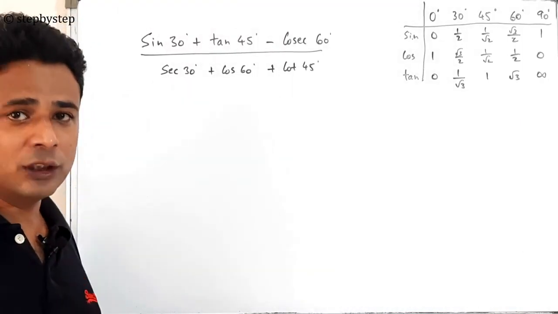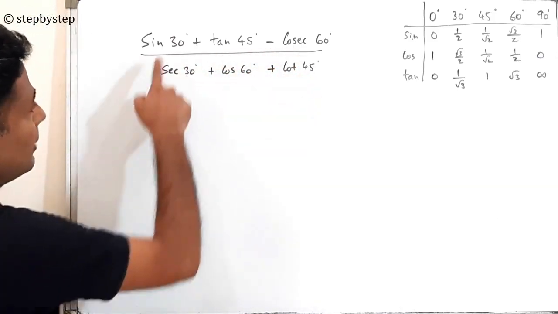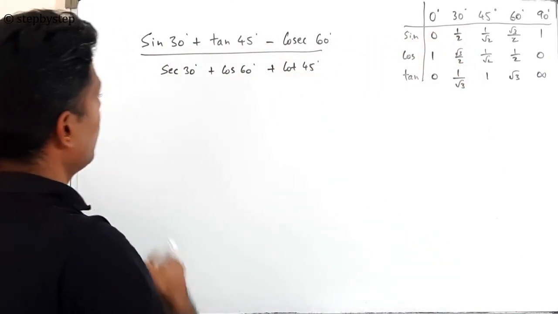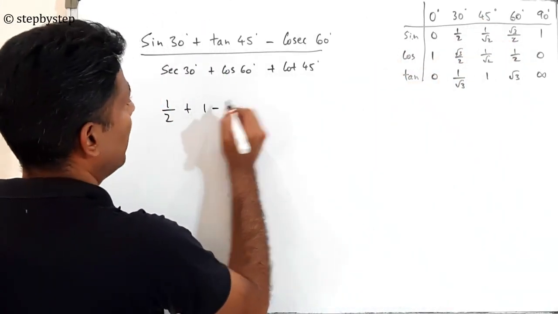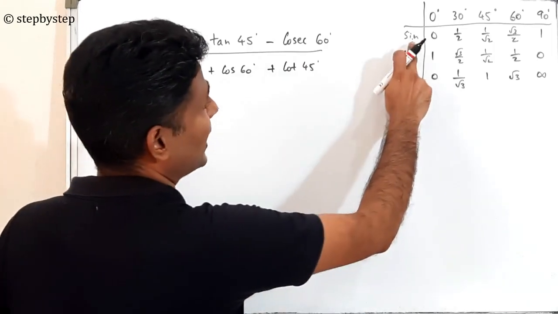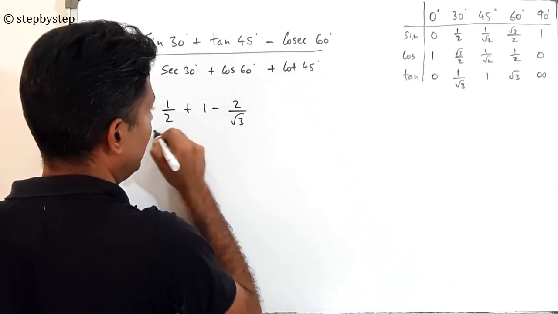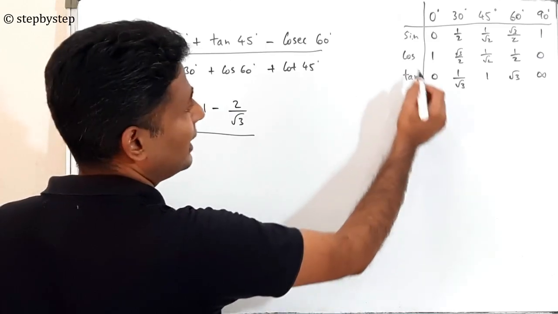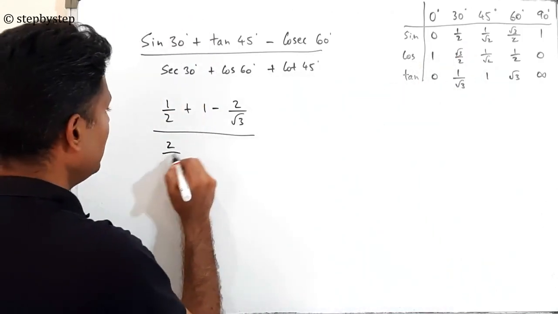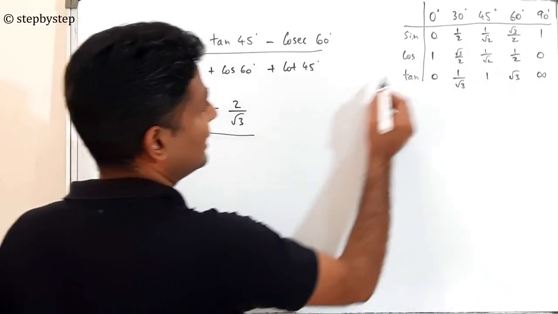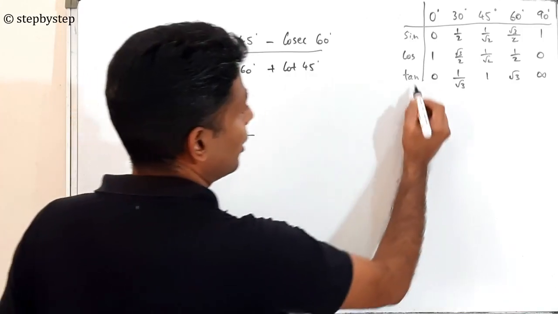Alright guys, now the fourth sub question, first question, fourth sub question, they've asked us to evaluate this. Again very simple. Sin 30 is 1 by 2 plus tan 45. Tan 45 is 1 minus cosec 60. Cosec is reciprocal of sine. So sin 60 is root 3 by 2. So cosec will be 2 by root 3. Whole thing divided by secant 30. Secant is reciprocal of cos. Cos 30 is root 3 by 2. Secant will be 2 by root 3 plus cos 60. Cos 60 is 1 by 2 plus cos 45.